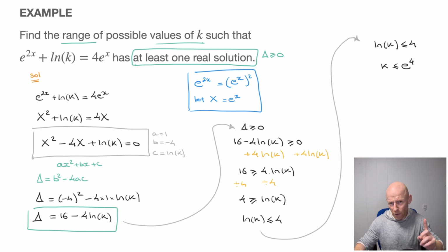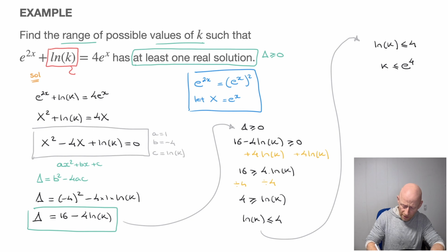And careful, although it's tempting to stop here, because indeed it looks as though we've found the range of values of k for which this equation has at least one real solution, we're not quite done. It's very important to keep in mind that k is the input value inside this ln function, and the ln function, like all log functions, is only defined for positive inputs. In other words, just based on the fact that we have ln of k, we can already state that k had to be greater than 0.